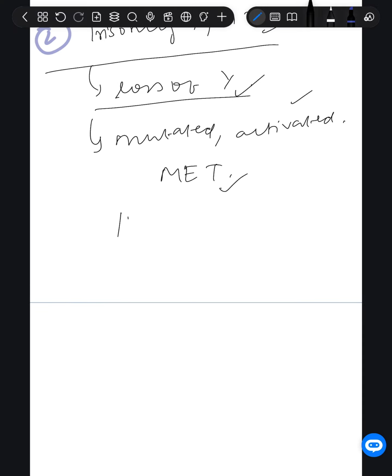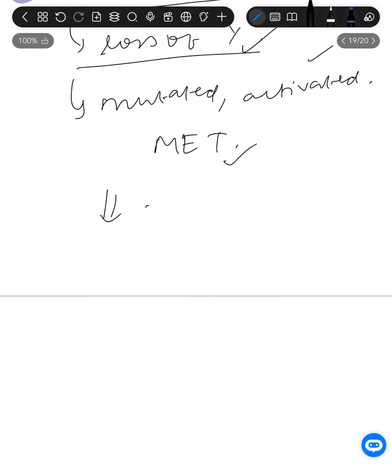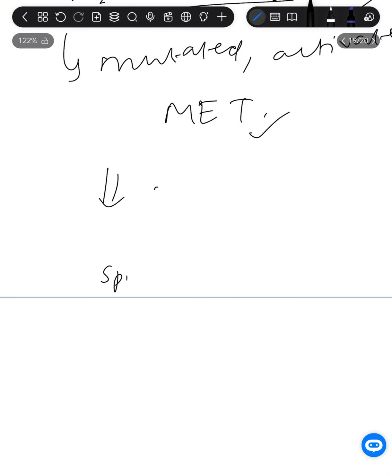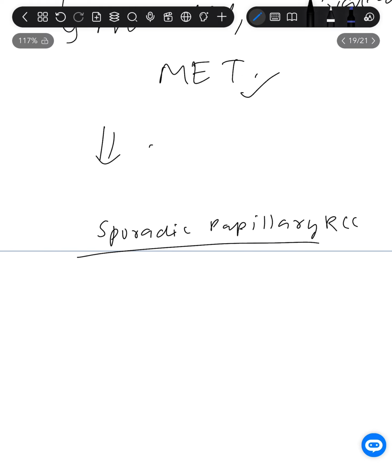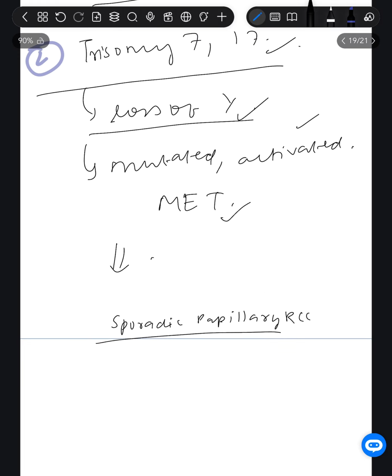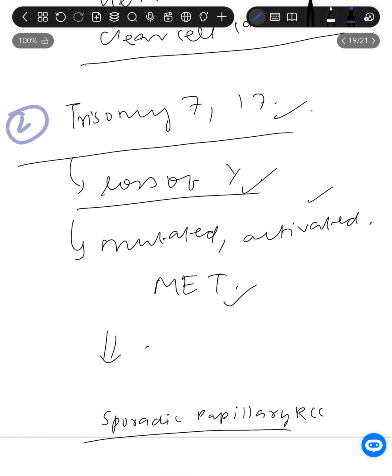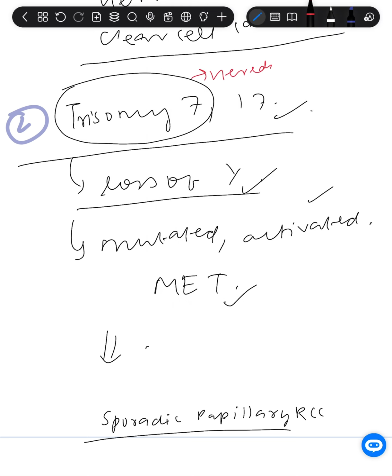This actually results in sporadic papillary renal cell carcinoma. Third, you'll tell me sporadic, so you told me. What's with hereditary then? In hereditary, we have primarily trisomy 7. Okay, this is hereditary papillary renal cell carcinoma.